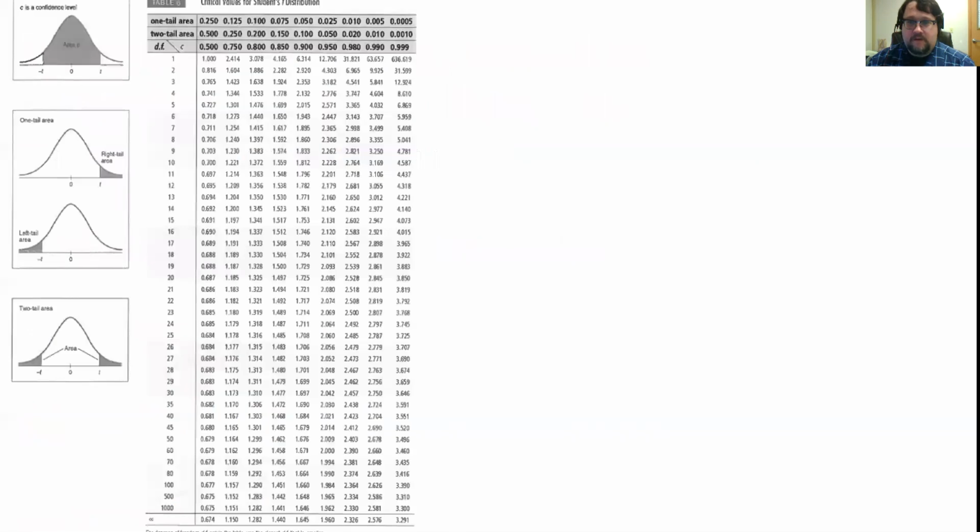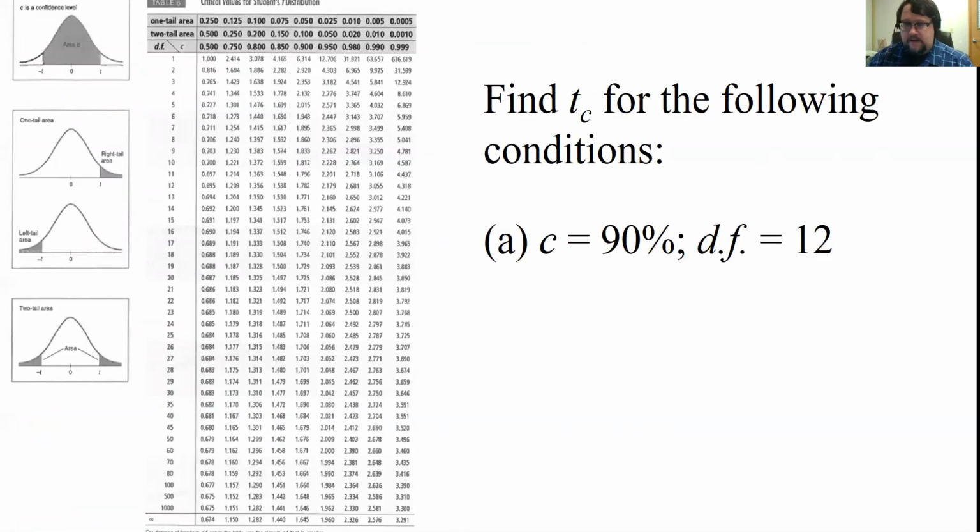So let's look at this table again. We're trying to figure these out. So 90%. So here's 90% and 12 degrees of freedom. And I cross-reference that and I get this number.